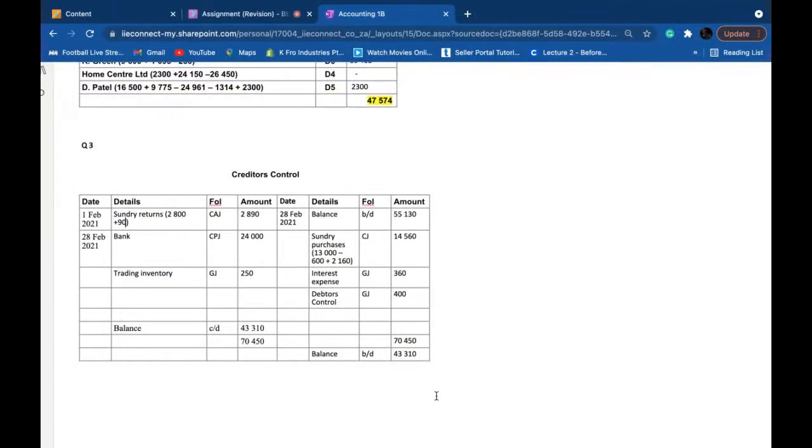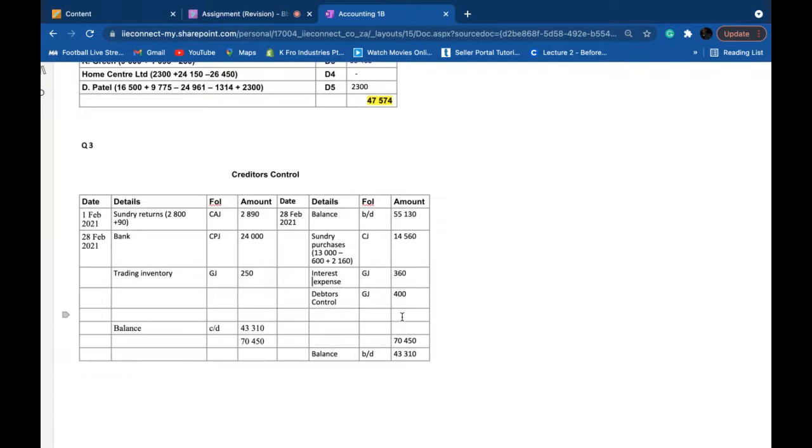So is that going to increase or decrease our creditors control? Somebody tell me. If we're being charged interest on an overdue amount, it's going to increase, so we need to credit this amount. Interest expense is an expense to us.